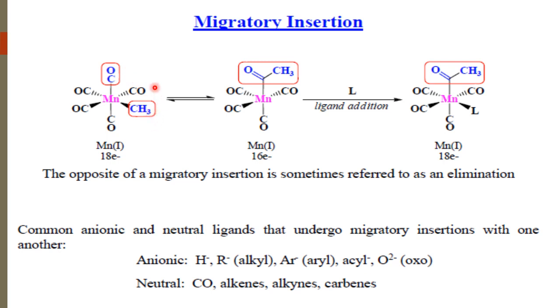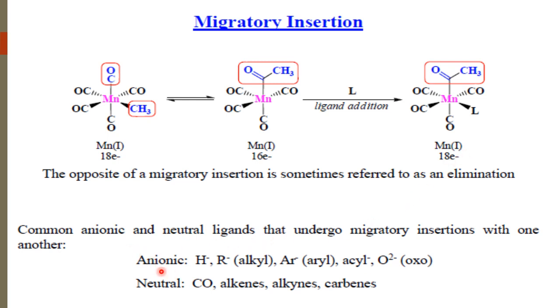Migration means moving from here to here. Once the migration is done, then insertion takes place on the same site here. See now, the L we are adding here links to the metal atom in the place of migration, where the CH3 group has migrated. In this case there is no change in the electrons, but in the migration 2 electrons are reduced, while the ligand binding here maintains the same electrons.